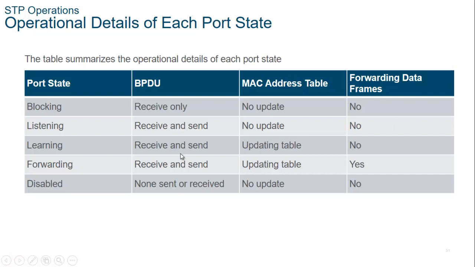Learning port state, it receives and sends BPDUs, there is an update in the MAC address table, but it doesn't forward data frames yet. Forwarding state, it receives and sends BPDUs, it updates the MAC address table, and it forwards the data frames. Disabled port state means it's disabled, it is not operational. So none of these things are happening.